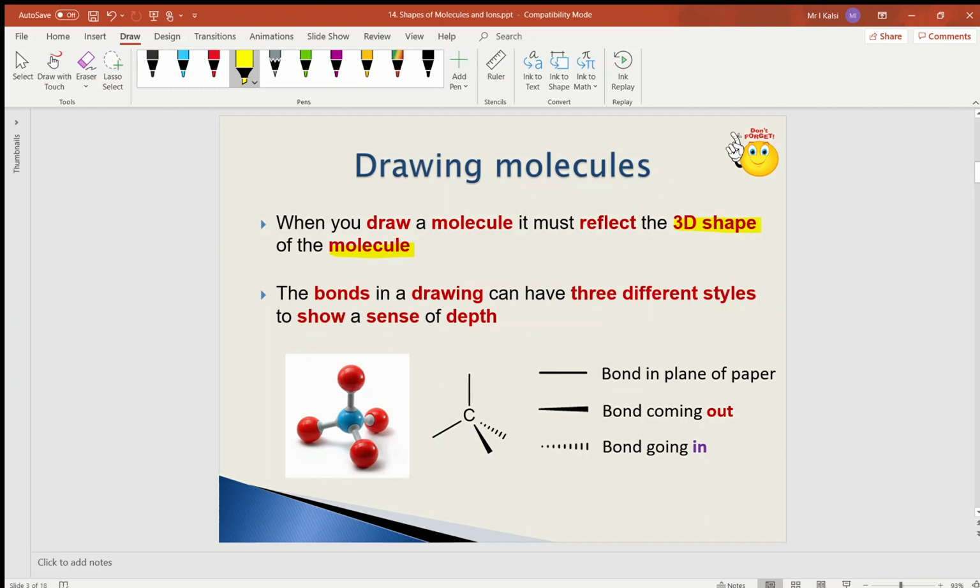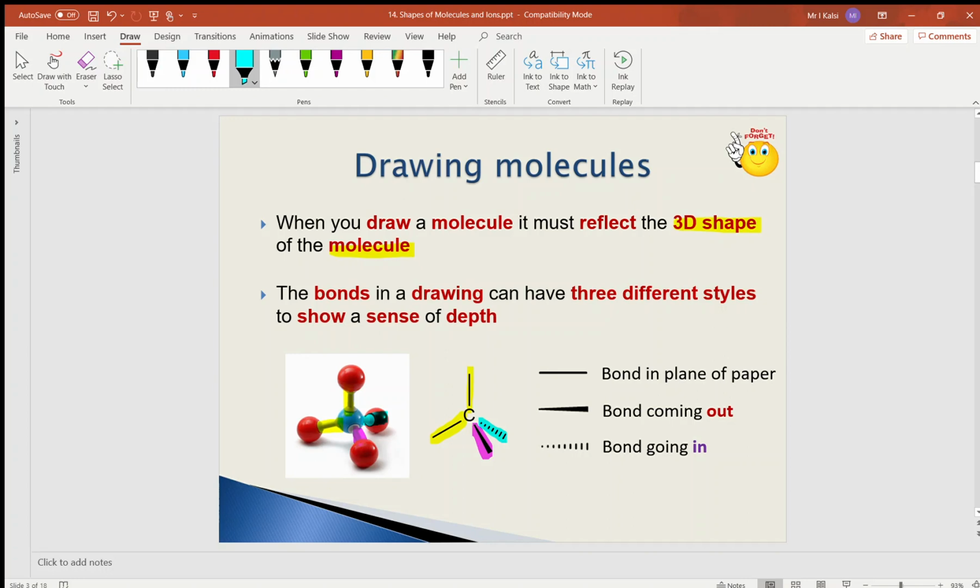These two bonds, the ones that I've highlighted in yellow, are in the plane of the paper. So these are shown by these straight lines that we have. The bond that is coming out towards you, which is this one that I've highlighted in pink, is shown as a wedge. The wedge indicates that the bond is coming out towards you. And then there is a bond that is going backwards, the one that I've highlighted in blue, and that's this dotted line which indicates that the bond is going backwards, it's going in.